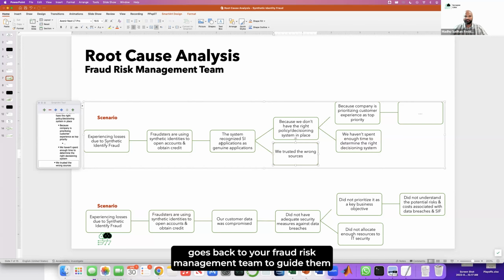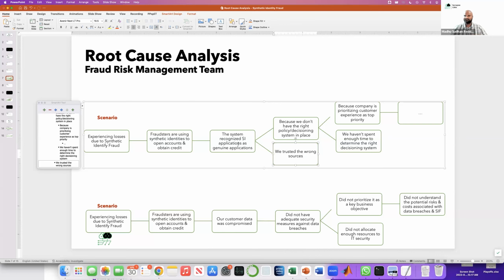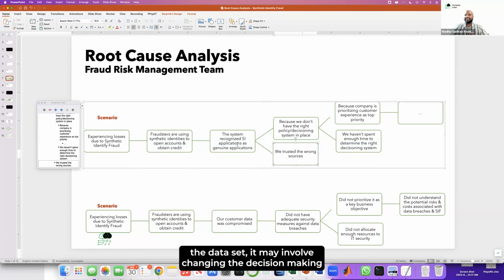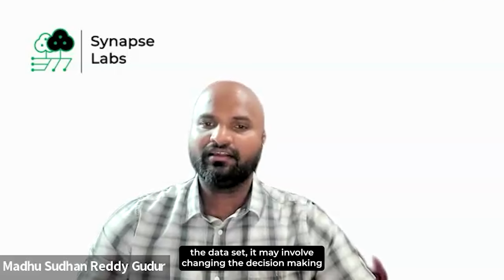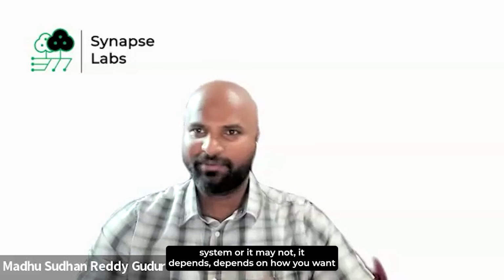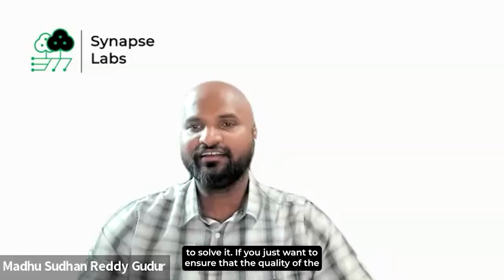And again, it goes back to your fraud risk management team to guide them that, okay, now try to enrich your data set. And the moment when you enrich the data set, it may involve changing the decision making system or it may not. It depends upon how you want to solve it.